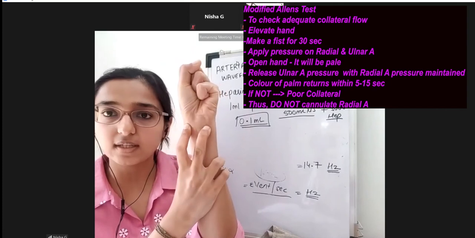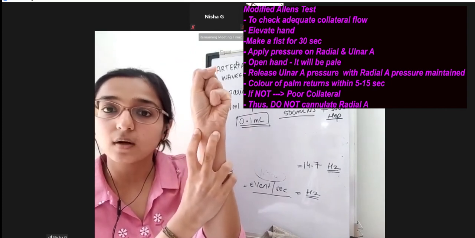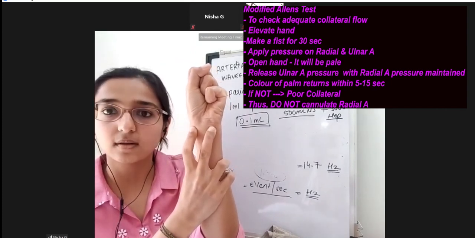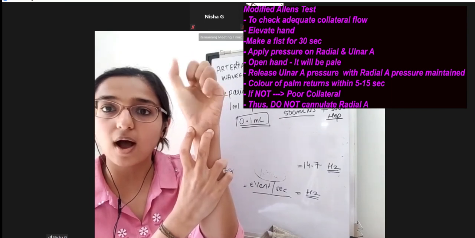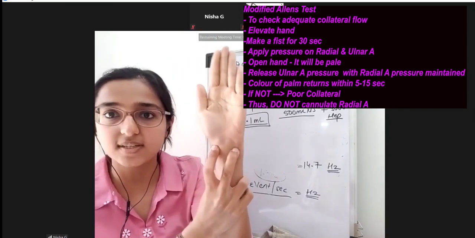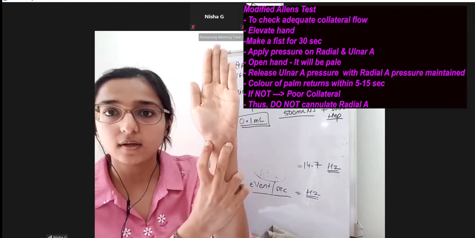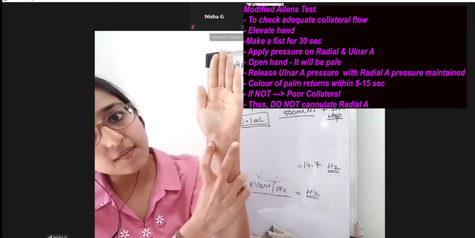Now after 30 seconds, I'm supposed to release the ulnar artery. First I'll ask the patient to open the fist. Can you see the fist has become completely white? The fist has become white. Now I'll release the ulnar artery.